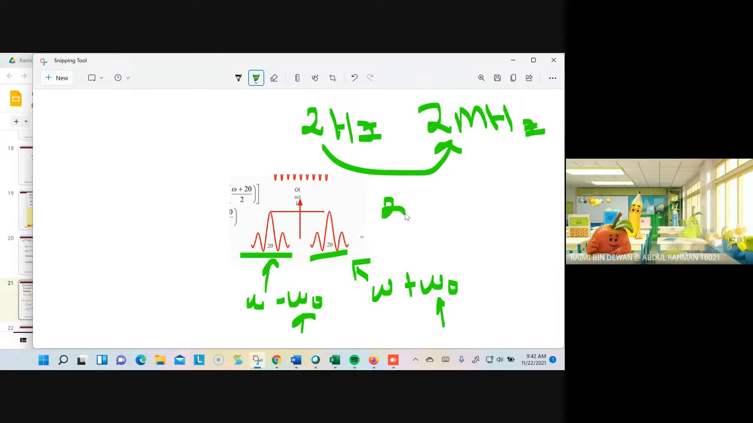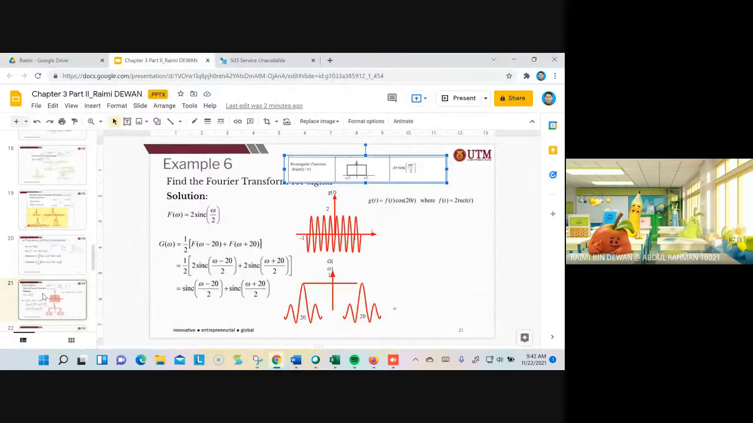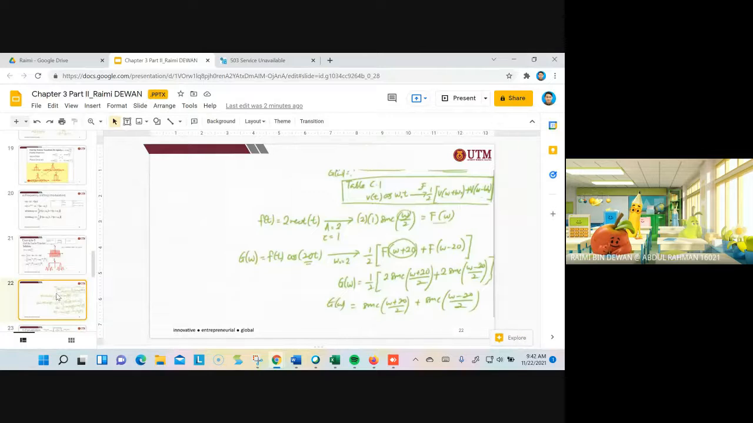So 2.000 something megahertz here, and the minus will be here: 2 megahertz minus 2 hertz is here. The information signal is usually lower frequency, so it cannot cover wide distances. Like when you are talking, your friend far away cannot listen to your voice, so you need to modulate.